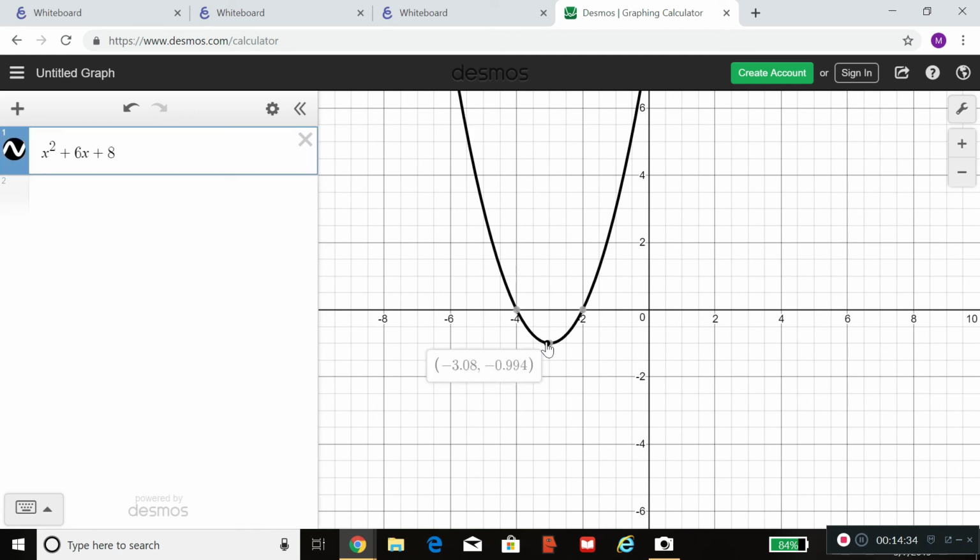Next video I will be talking about, maybe not the next one, but the next one I do on parabolas, I will be talking about how we find the vertex here.